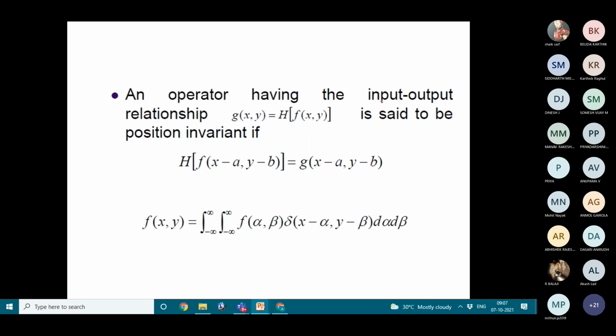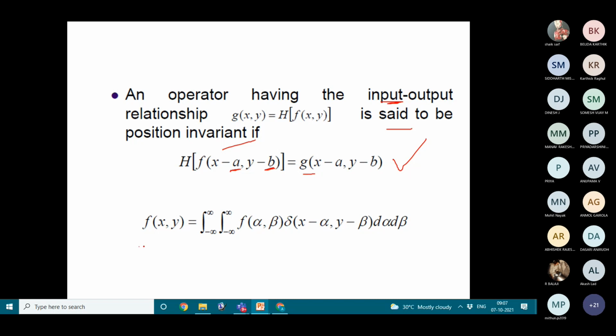The operator having the input-output relationship g = H[f] will be said to be position invariant if it satisfies this equation, that is, H[f(x − a, y − b)] = g(x − a, y − b). Whatever position variance happens for f, the same position shift has to appear for g as well. Then we call it position invariant.